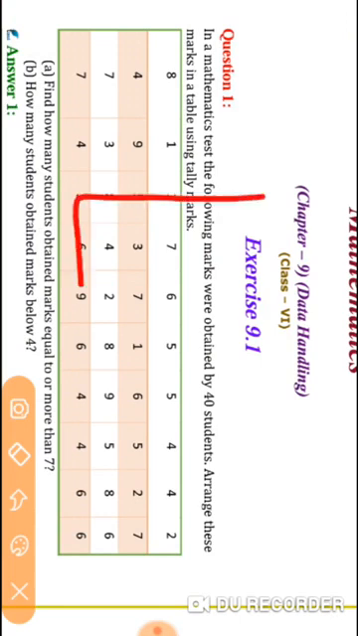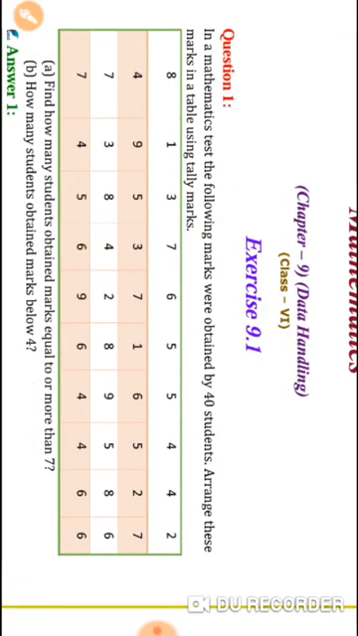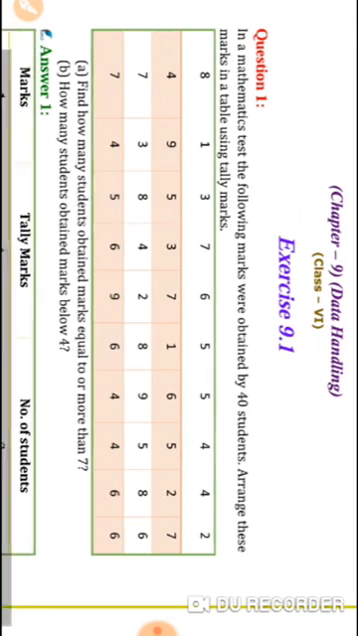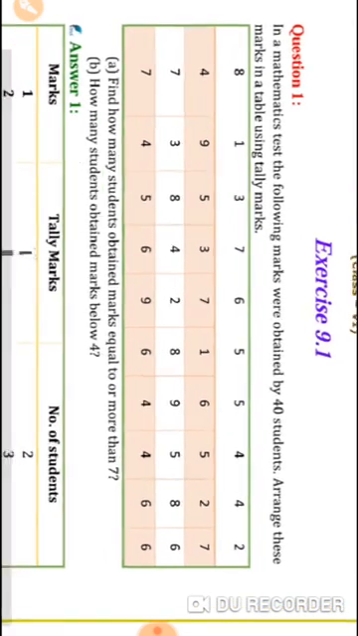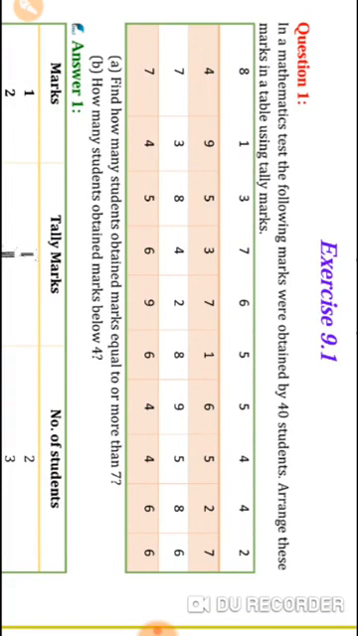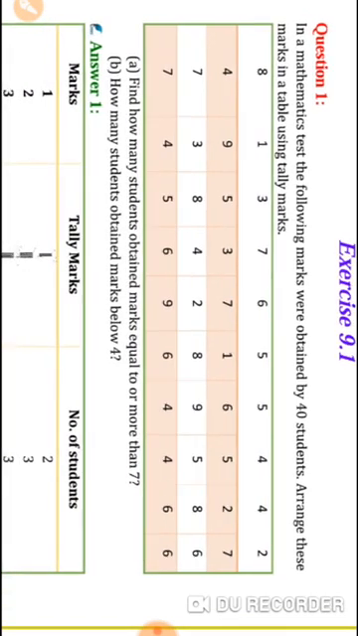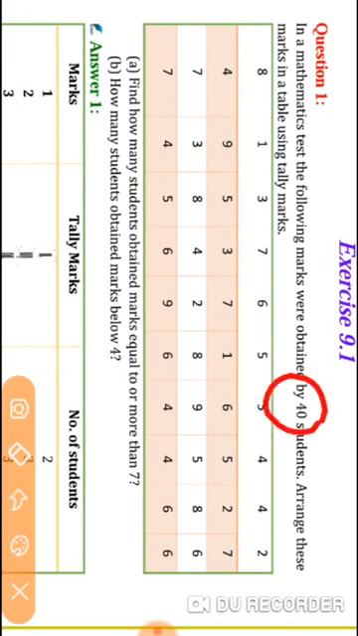Cartesian system means dots, by locating coordinates. So those are the types of graphs in data handling. So here I'll go for exercise 9.1. In a mathematics test, the following marks were obtained by 40 students. See, this 40 is nothing but the number. Arrange these marks in a table using tally marks.